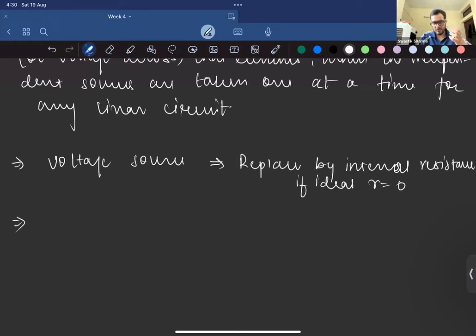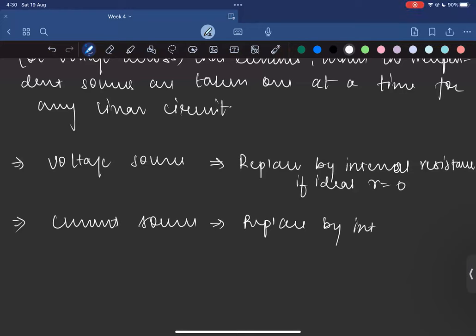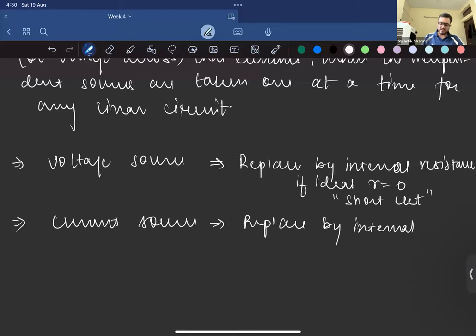Yes, because for an ideal voltage source, the internal resistance is zero, and for an ideal current source, the internal resistance is... Renesa, the internal resistance is what? Infinite. Sir, for the voltage source, it's zero. Yeah, R is zero, right? If ideal, R is zero, hence short circuit. We are replacing it by its internal resistance, right? R is zero. So if R is zero, what does that mean? It's a simple wire. It's a short circuit wire, right?